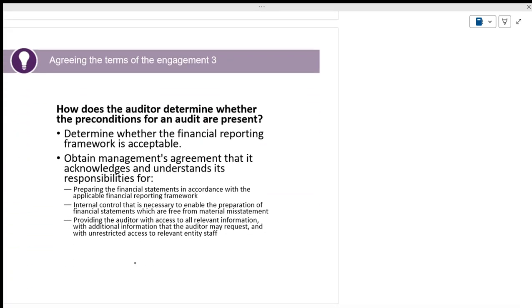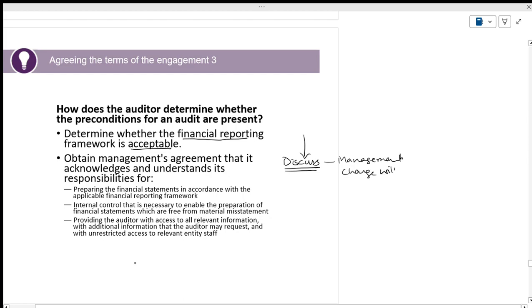How does the auditor determine whether preconditions have been met? Whether the financial reporting framework is acceptable. Obtain management's agreement that they acknowledge and understand their responsibilities. You should see why we are saying obtain management's agreement. Whenever there is any issue, first and foremost we will discuss with the management, or we will discuss with the people charged with the governance.